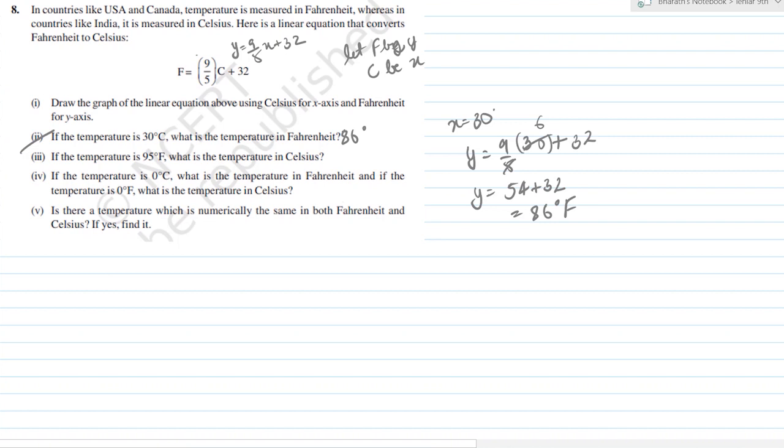So if the temperature is 95, same thing. Substitute y as 95. Find the x value.